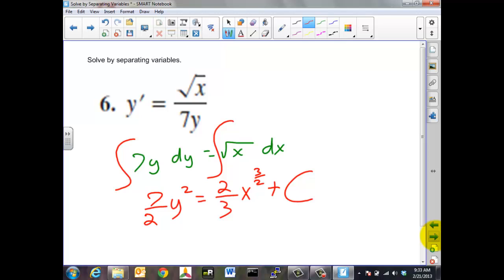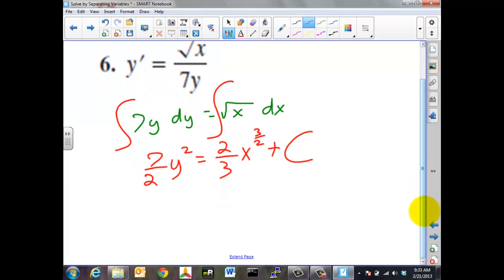Are we comfortable with that? Yeah, that's what I did, and then I kept going. So you just stop. Well, what else did you do? I like multiply by 2. Okay, I'm going to actually multiply by 6 and get 21y squared equals 4x to the 3/2 plus c. Either of those answers would be acceptable. You need to be able to recognize both of those as a possible answer for a multiple guess scenario.